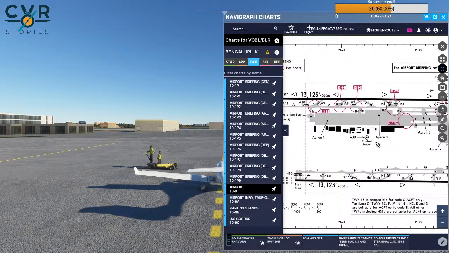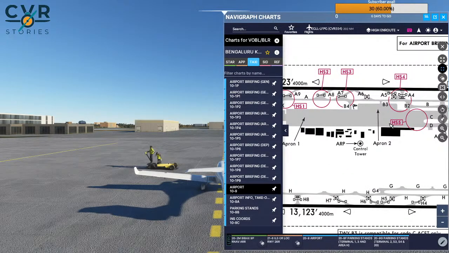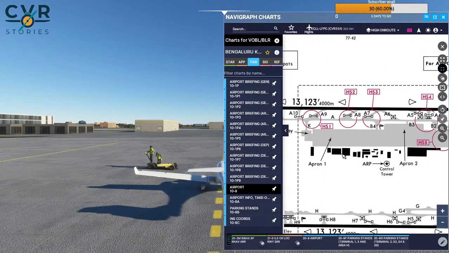Depending on the amount of information you require, you can change charts, right? You see over here Lima 1, Lima 2, Lima 3 is not given. So if you want that information, you can stay on parking stands. But since we are familiar with that and we know we are on Lima 3 and they all continue and join up to the same taxiways, we will continue as per the clearance we would get.